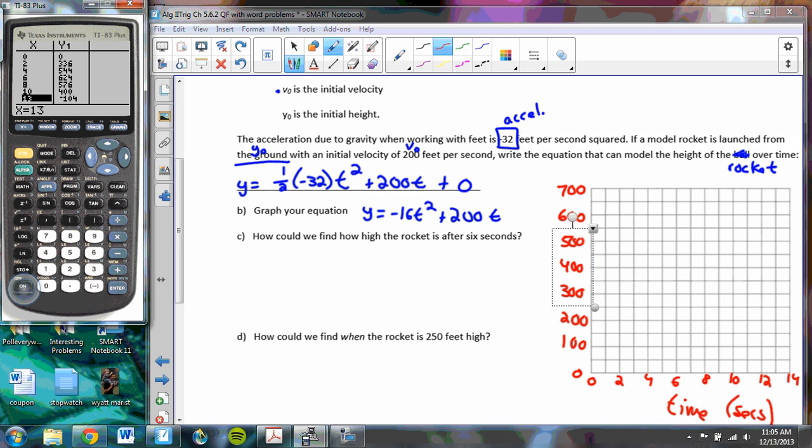And I'm going to use the table that I just created. With the table, I've got a whole bunch of points I can graph, so I'm going to graph all those points. I have 0, 0. I have 2, 336, which I'm just going to eyeball as best I can about there. 4, 544.